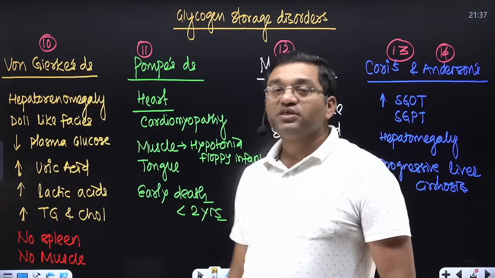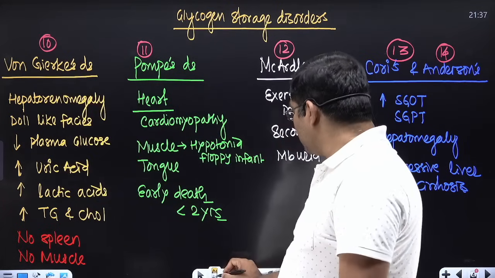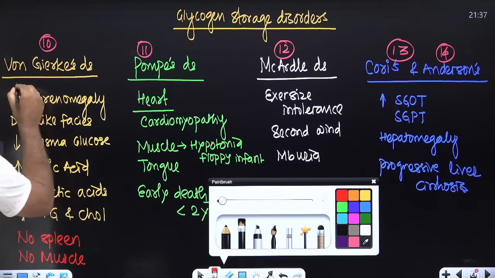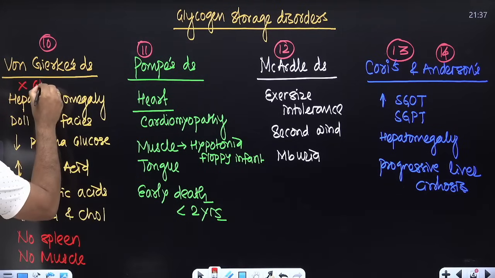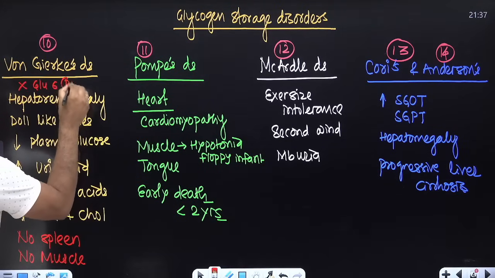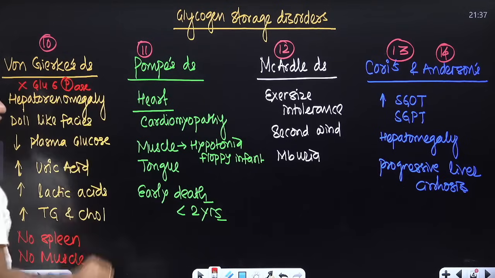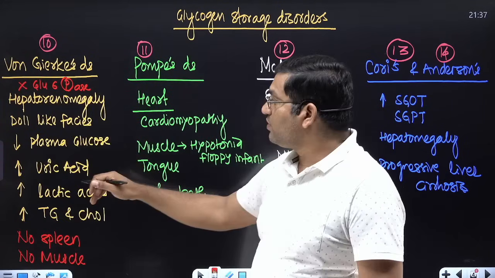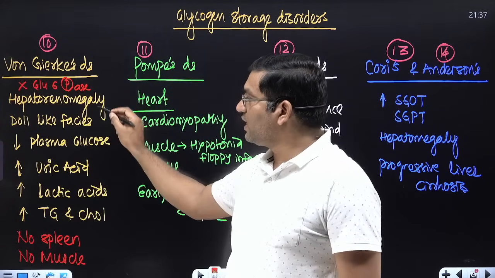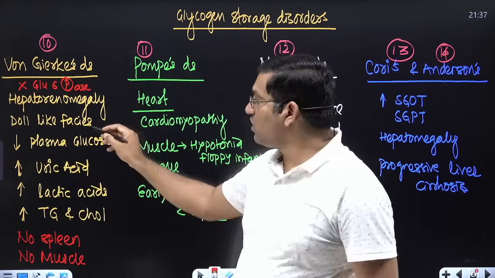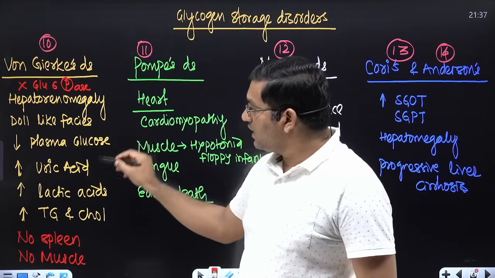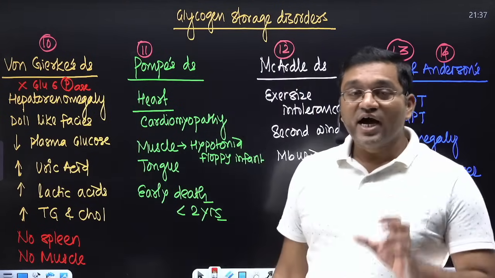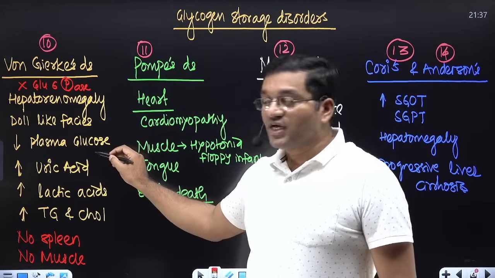Von Gierke's disease is due to the deficiency of the enzyme glucose 6 phosphatase. It is due to the defect in the enzyme glucose 6 phosphatase, and this enzyme is absent in the muscle. That's why muscles are not involved in von Gierke's disease. Apart from hepatorenal involvement and fatty cheeks that give the doll-like face, these are the laboratory parameters which are helpful in the diagnosis of von Gierke's disease. Hypoglycemia, there is a decrease in the plasma glucose level.